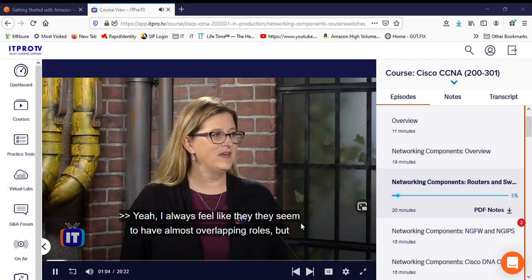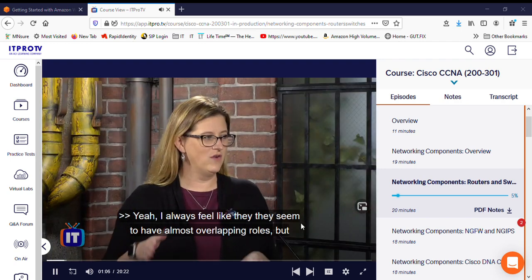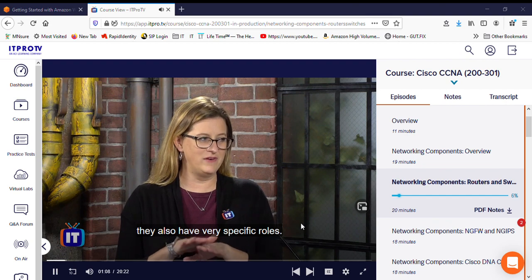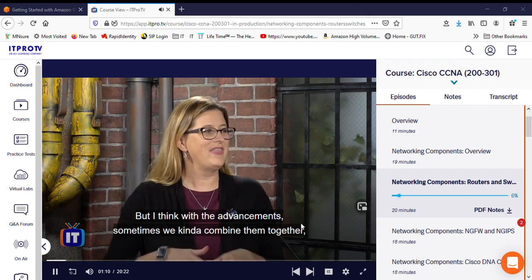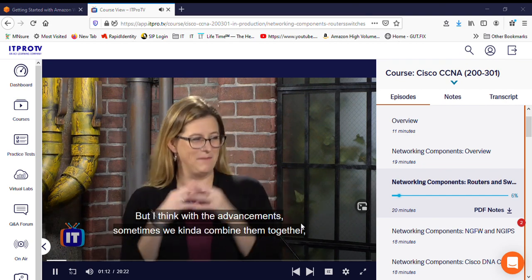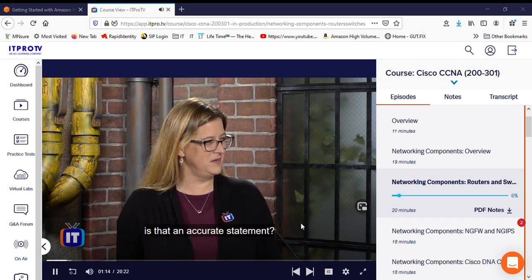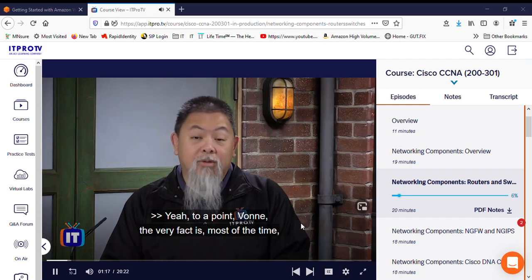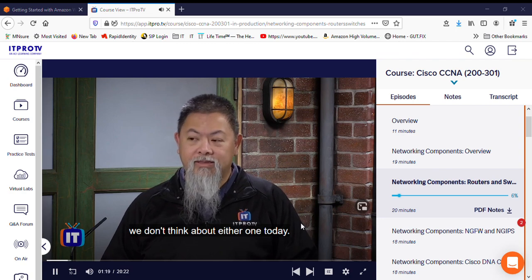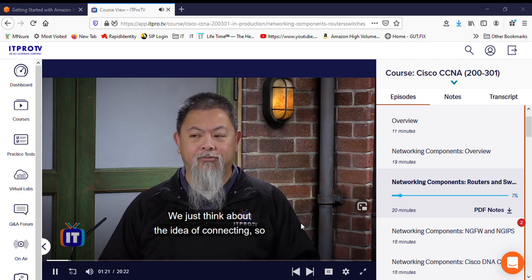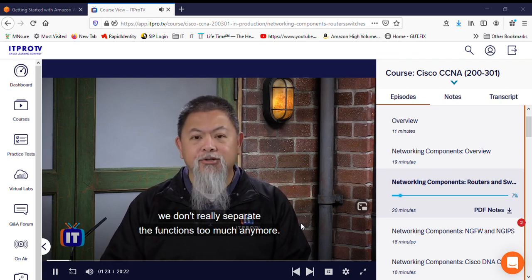Yeah, I always feel like they seem to have almost like overlapping roles, but they also have very specific roles. But I think with the advancement, sometimes we kind of combine them together. Right. Is that an accurate statement? Yeah, to a point, Vaughn. The very fact is most of the time we don't think about either one today. We just think about the idea of connecting. So we don't really separate the functions too much anymore.